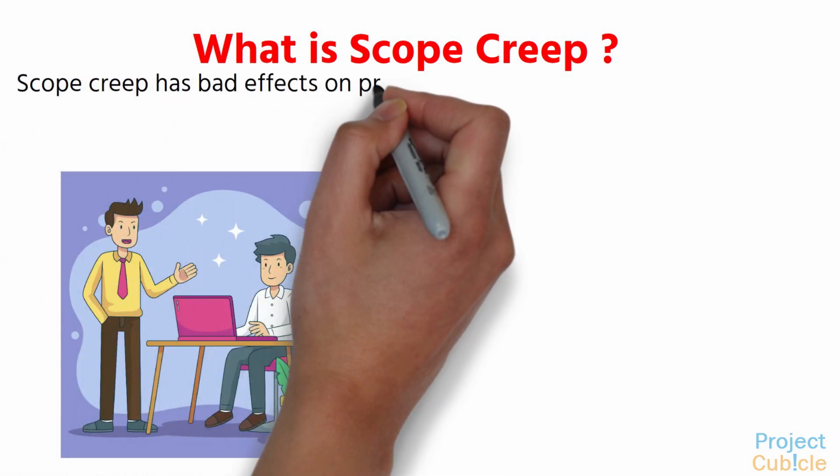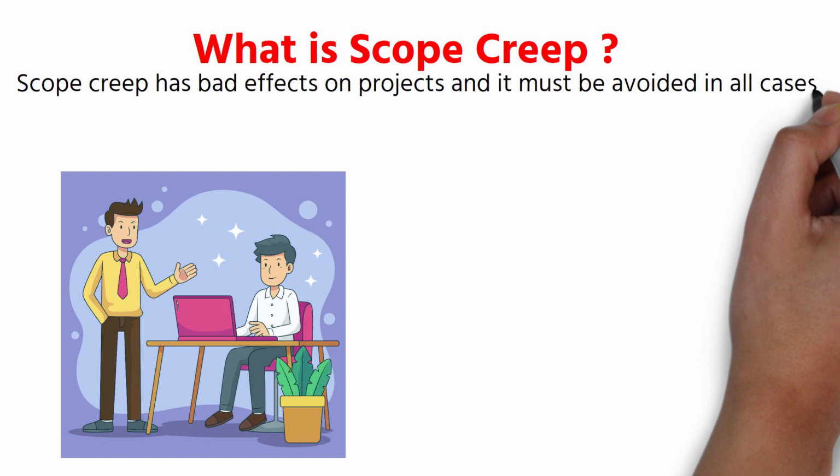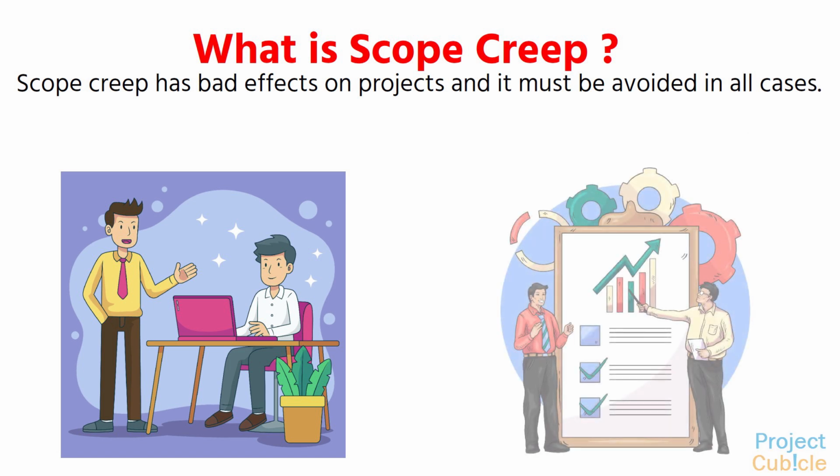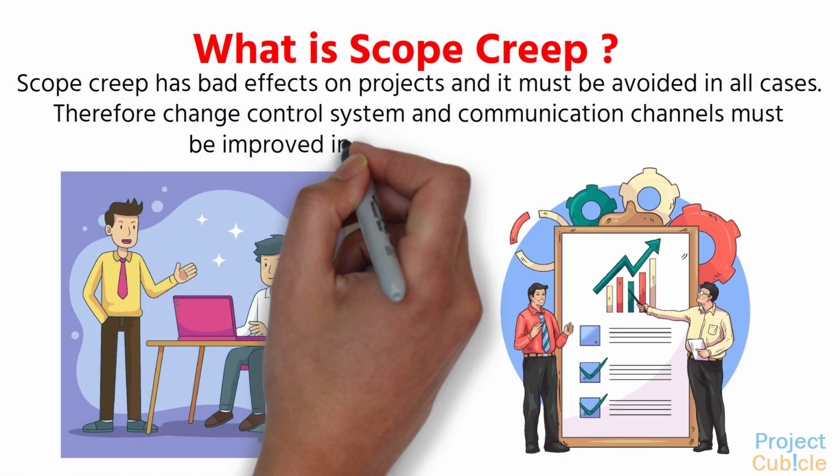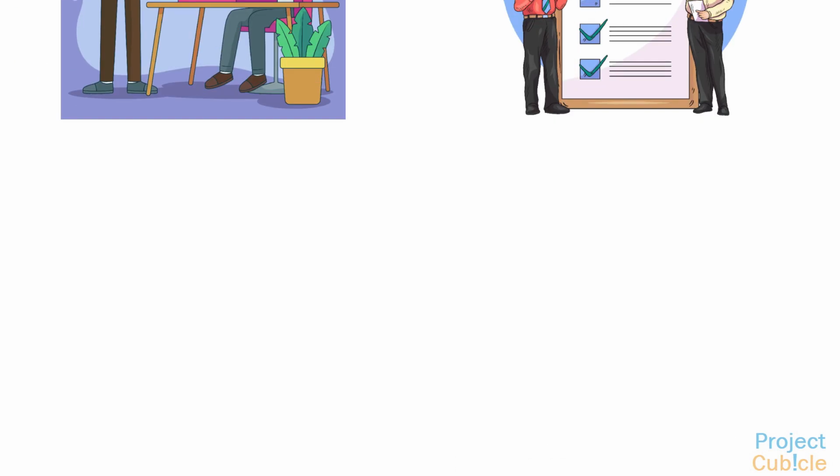Scope creep has bad effects on projects and it must be avoided in all cases. Without any proper review and approval, changes may create problems in the next phases of a project. Therefore, change control system and communication channels must be improved in order to avoid scope creep.